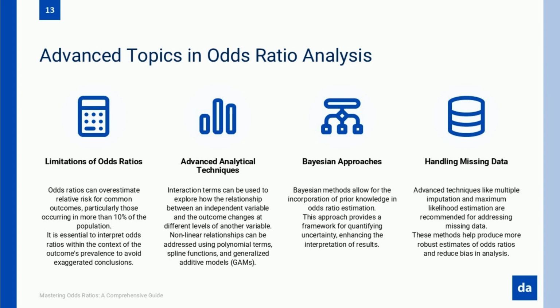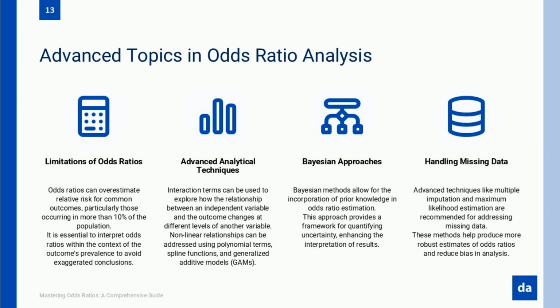Missing data is a pervasive issue in real-world datasets, and it can significantly impact odds ratio analysis. Ignoring missing data or using simplistic methods to handle it can lead to biased estimates and unreliable conclusions. Advanced techniques like multiple imputation have become increasingly popular for addressing this challenge.